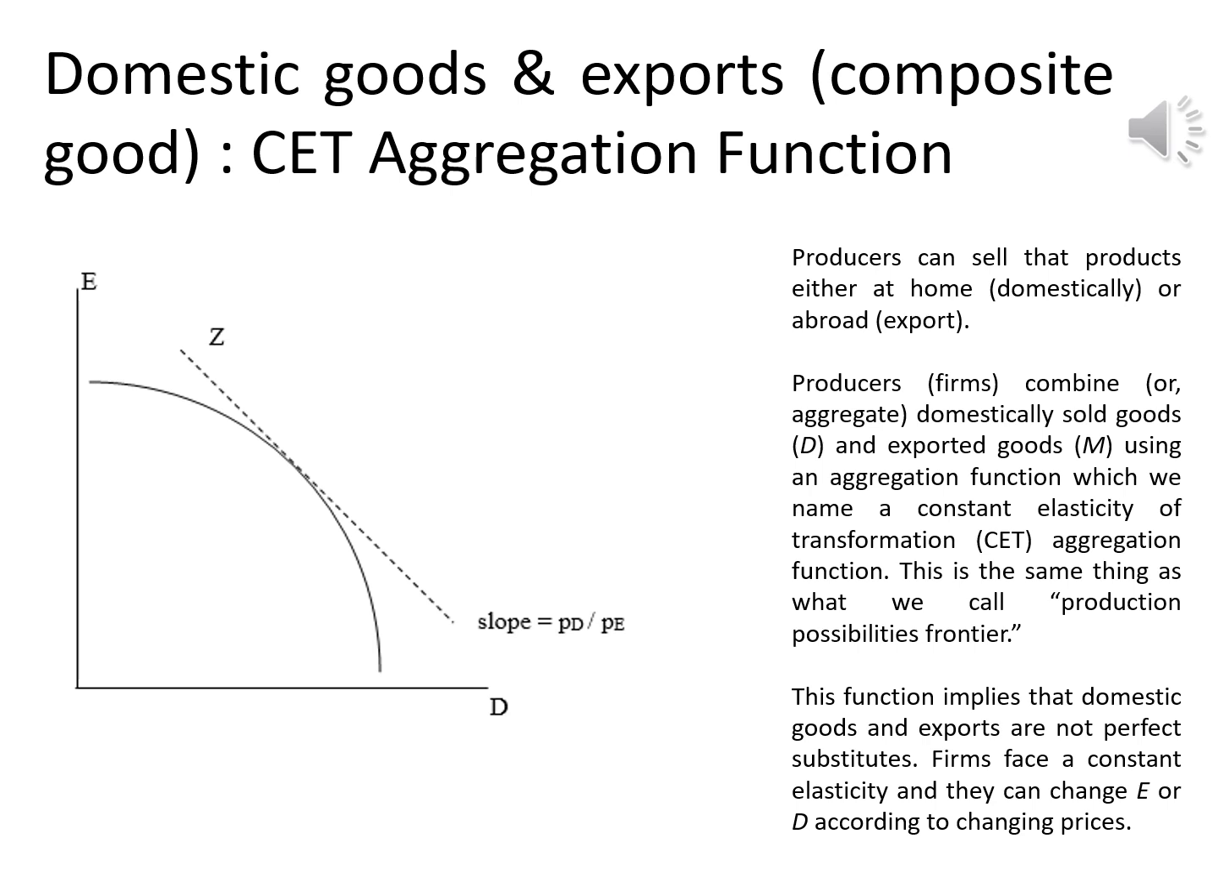All right. So when you look at the graph here, you see that the relative price line is intersecting the CET aggregation function, the solid line, at the point.